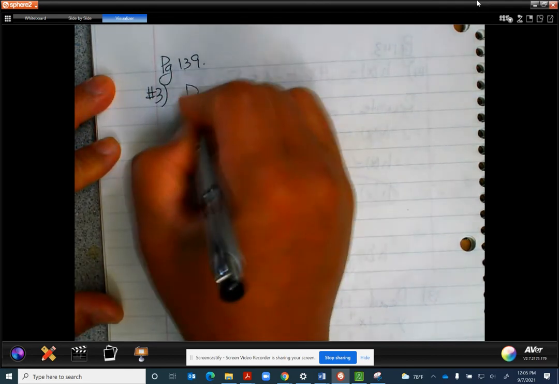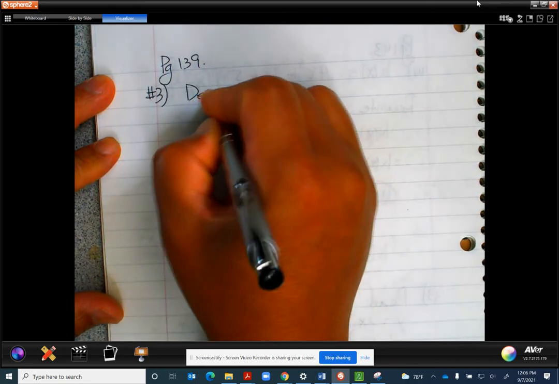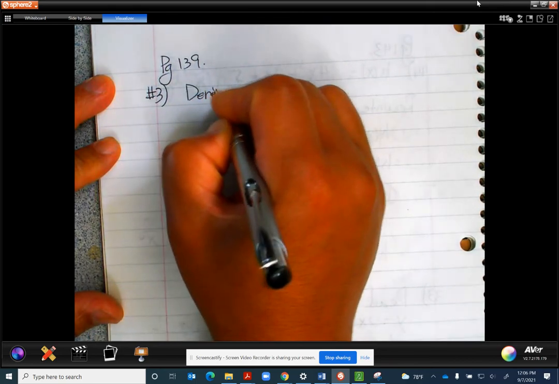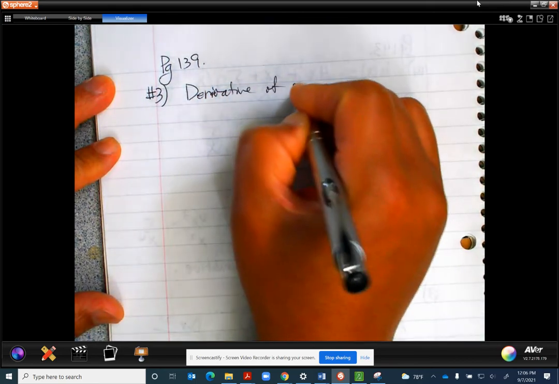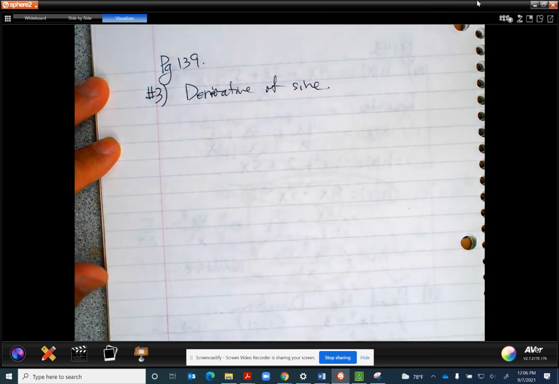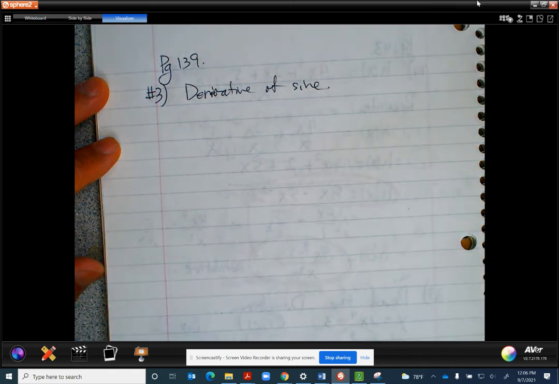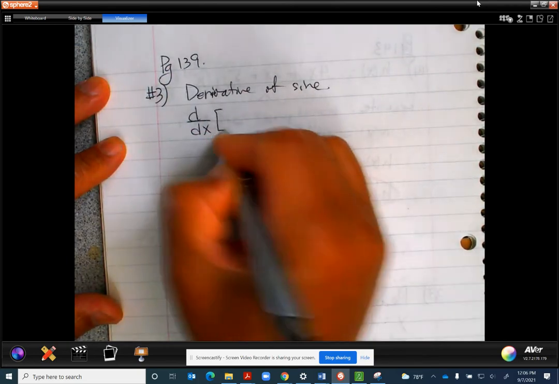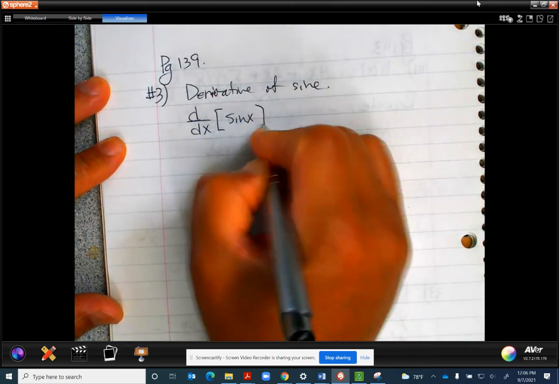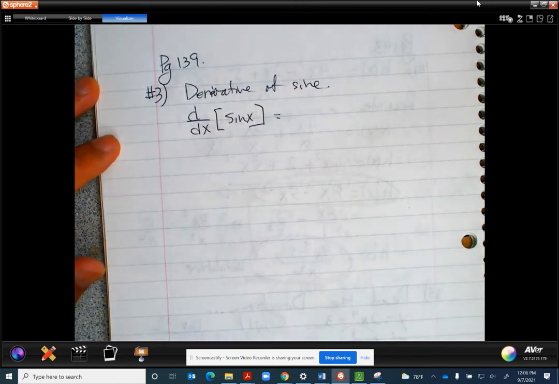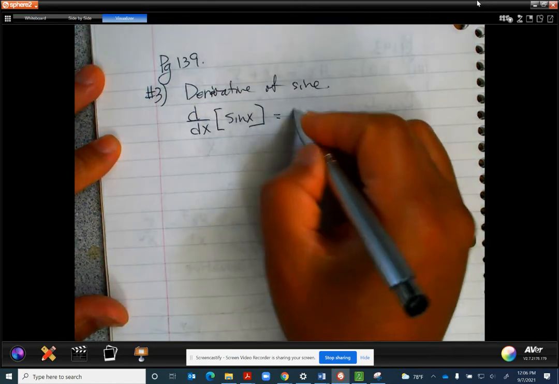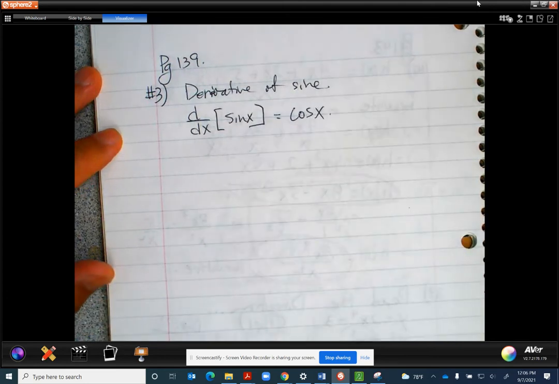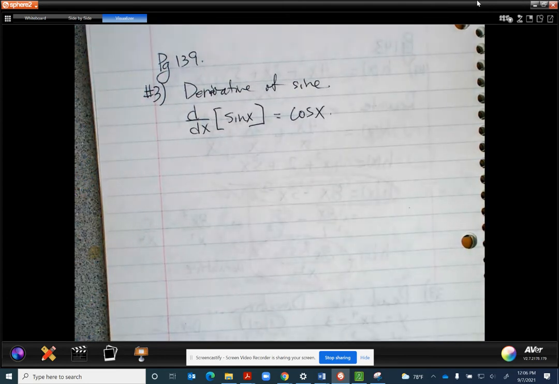This is a derivative of sine. It says derivative of sine and cosine. Number 3, derivative of sine, d of dx, sine x. What does it say? What's the derivative of sine? Cosine x. Derivative of sine is cosine x.